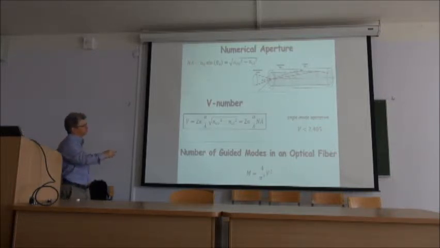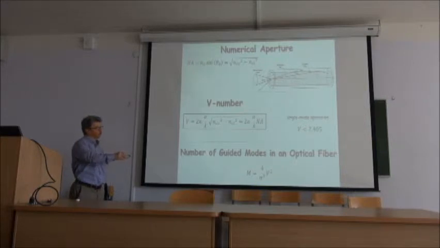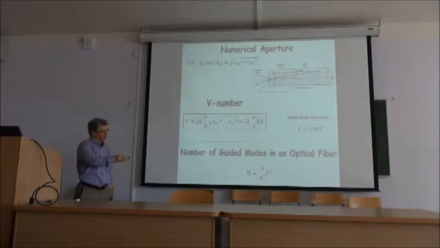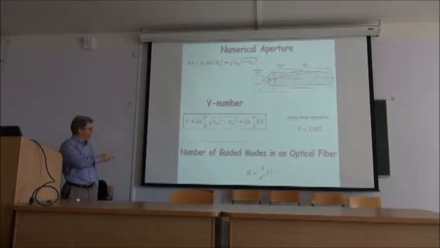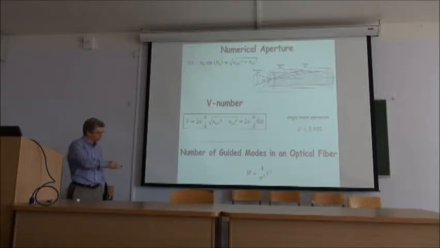In terms of this V number, this is a very important number to remember for optical fiber. If you want to operate with just one mode in your waveguide, you want this V to be smaller than that numerical value. Also useful, if you're working with multi-mode fibers and want to calculate the number of modes inside the fiber, that is proportional to V to the second power.